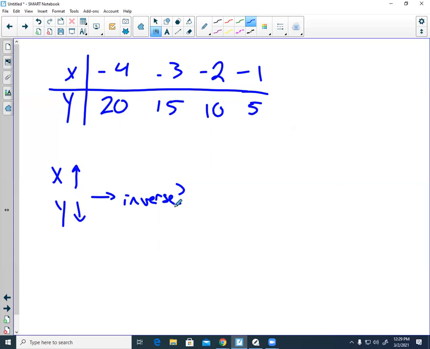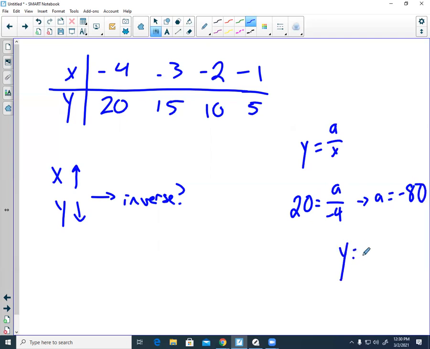Because right here, with inverse variation, that makes me think that it should be y equals a over x, okay? So y equals a over x. I take my points and plug them in, so I get 20 equals a over -4. Multiplied by -4, I get a equals -80. So that tells me my equation should be y equals -80 divided by x.